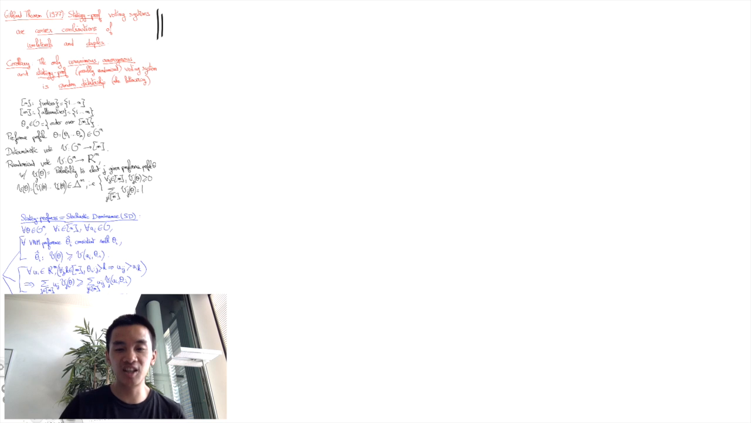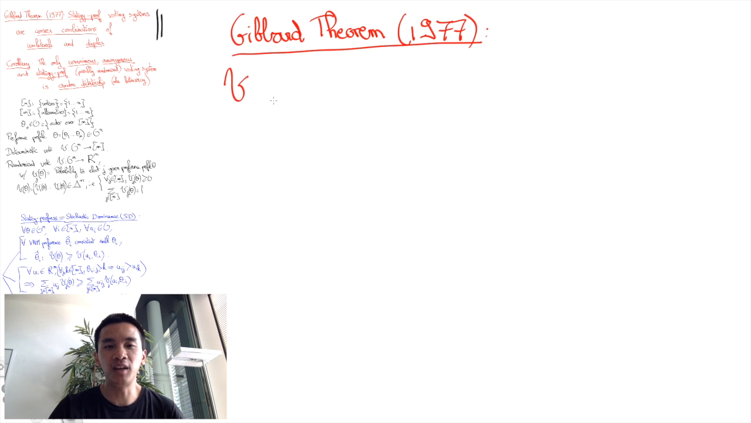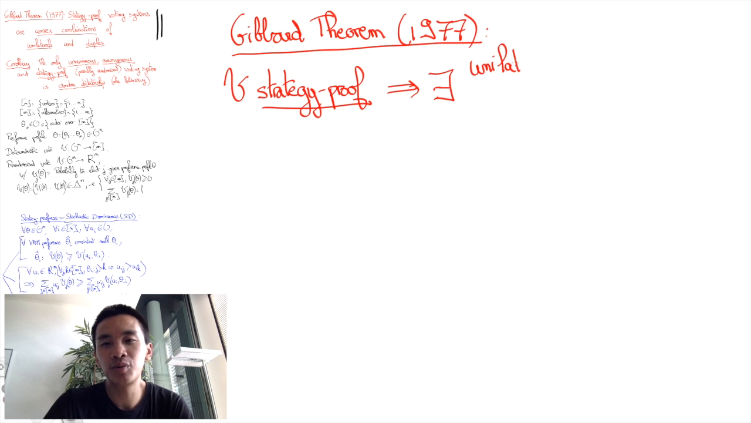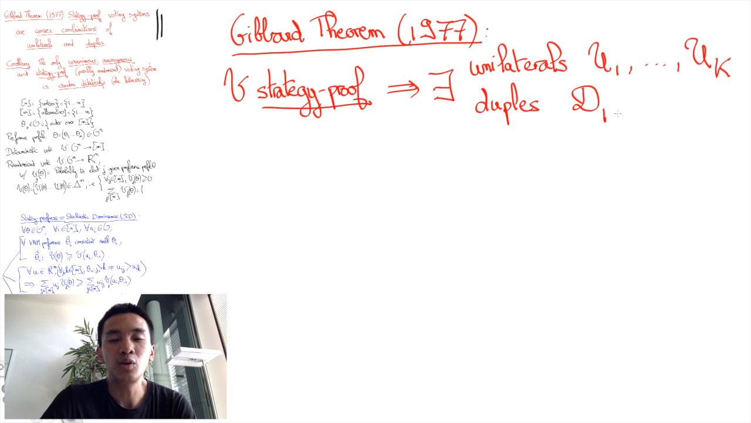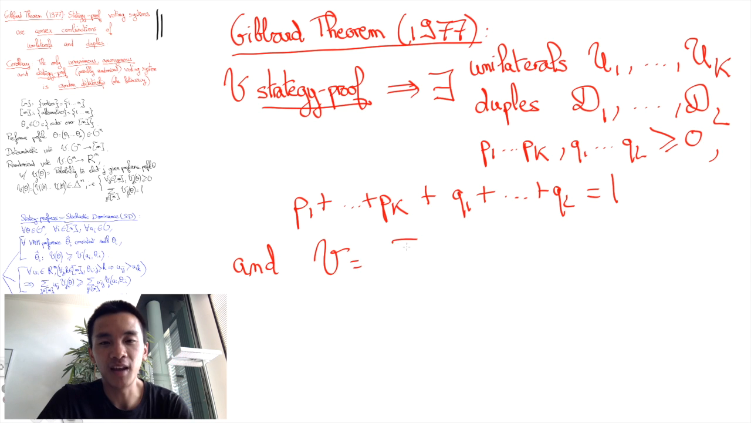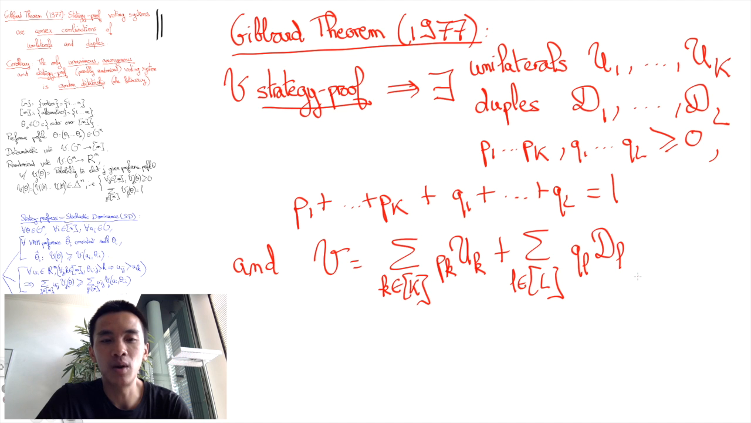We can finally state Gibbard's theorem. If V is strategy proof, then there must be unilaterals U1 until UK and dupoles D1 until DL, as well as probabilities P1 until PK and Q1 until QL, such that, well, these are probabilities, so this means that the sum of all the PK and QL must be equal to 1, and V is then a sum of the PK UK and the QL DL. In other words, it's a convex combination of the unilaterals and the dupoles.